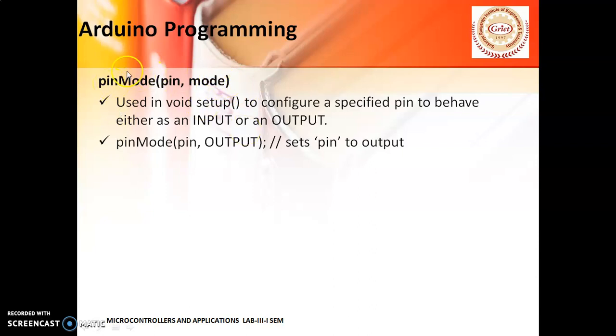Whenever you are writing this particular syntax pinMode, write M as a capital letter, and this mode should be in capital letters. The syntax says pinMode, pin number, comma, mode. Mode can be of two types, input or output. If you are declaring that pin as input, write the mode as INPUT in capital letters. If you are declaring that pin number as output, write the mode as OUTPUT in capital letters. So the syntax says pinMode, pin number, comma, mode, where you have to write the mode in capital letters. And here you have to write M as a capital letter.